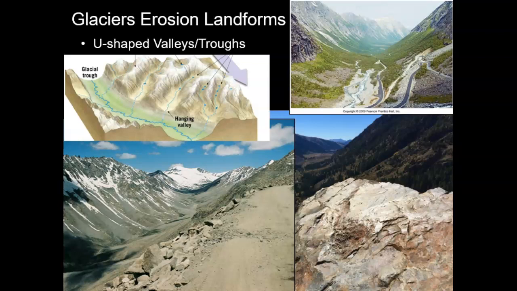Many times these long U-shaped valleys are called troughs or glacial troughs, like you're seeing here in the image. And all of the pictures that you have here are of different U-shaped valleys. So this one's very, very clear, not as deep as this other one that you're seeing on top. This one only shows you a little bit of it, but it's still pretty clear that it's a U-shaped valley or trough.